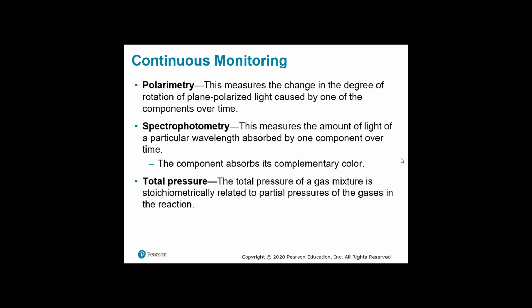And then pressure is even one way to determine it. The total pressure of a gas mixture is stoichiometrically related to the partial pressures of the gas.